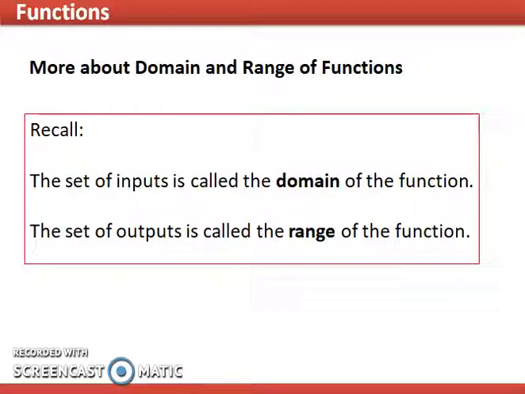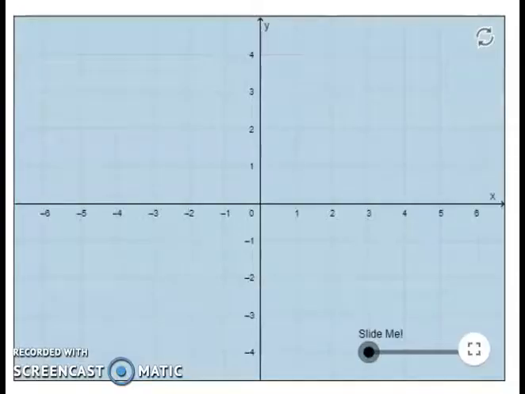Let us recall the definition of domain and range of a function. The set of inputs is called the domain of the function, while the set of outputs is called the range of the function. Graphically, we can represent this by this diagram.